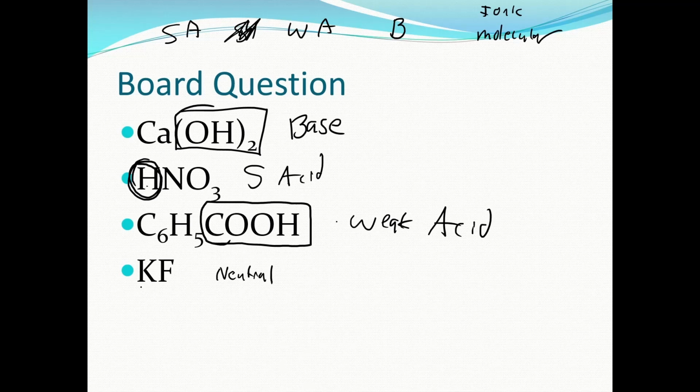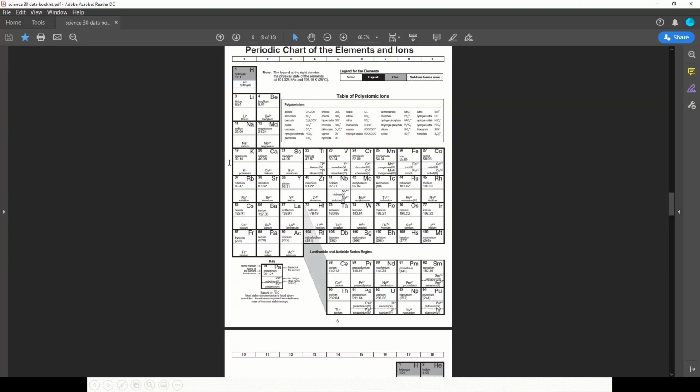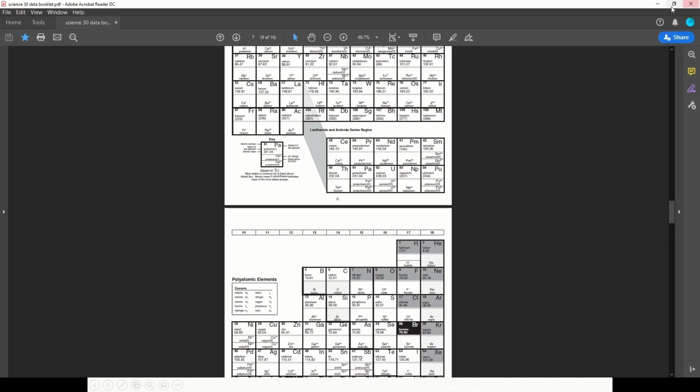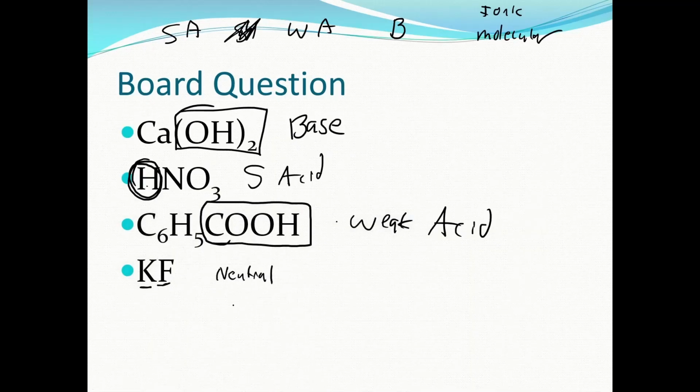So is it ionic or molecular? Well, we have to look. If we go back to our periodic table, potassium's over here with the metals, chlorine's over here with the non-metals. So it's got a metal and a non-metal, so this is going to be ionic.